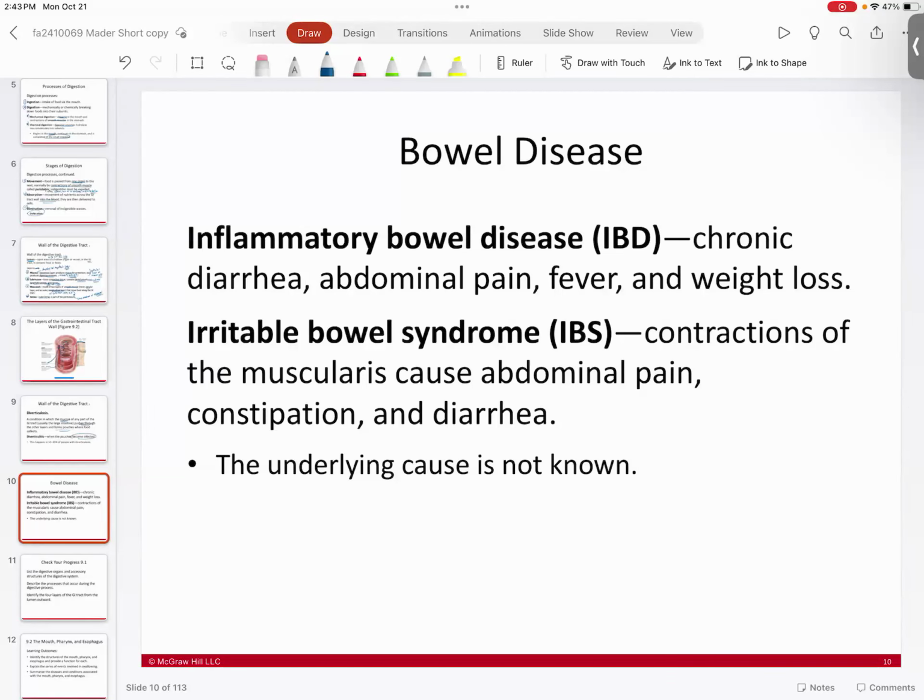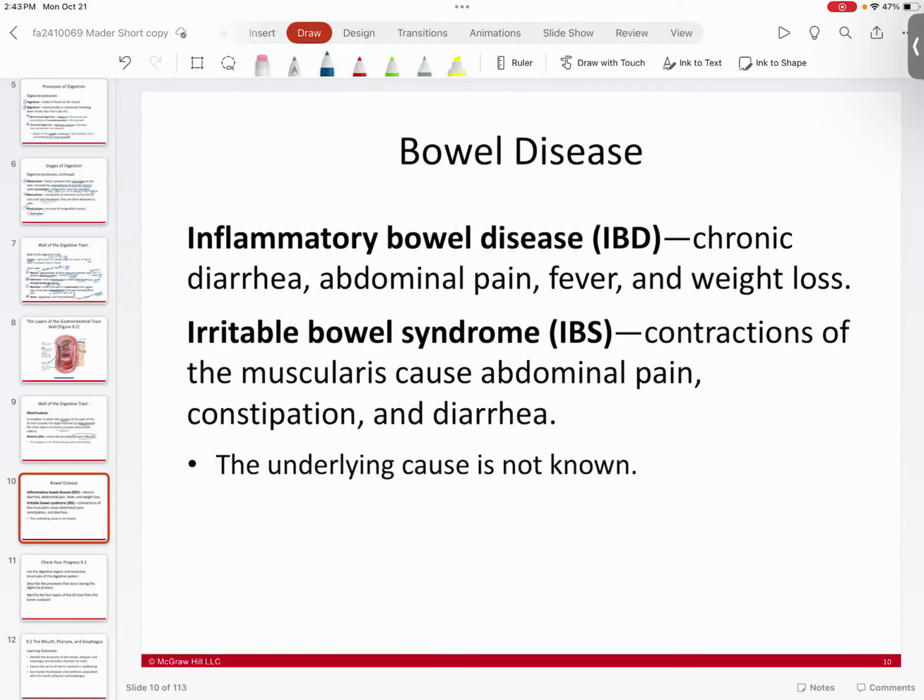Different types of bowel disease. So we have IBD, which is inflammatory bowel disease, and IBS, irritable bowel syndrome. So basically these guys will give you chronic diarrhea, and this is like an inflammation or an irritation of this area. So it's either an osis or an itis of one nature or another. And so you can get chronic diarrhea or abdominal pain or fever or weight loss if you have IBD.